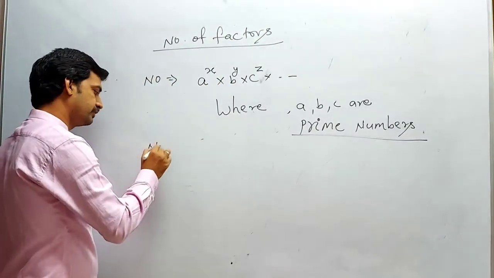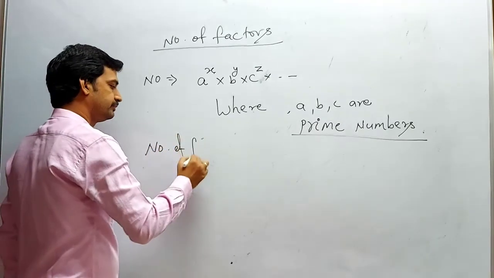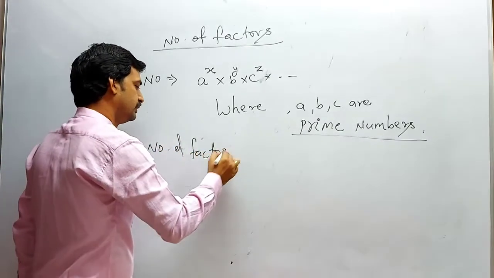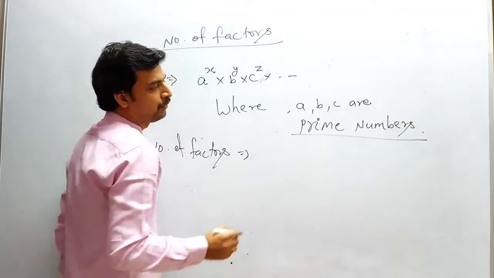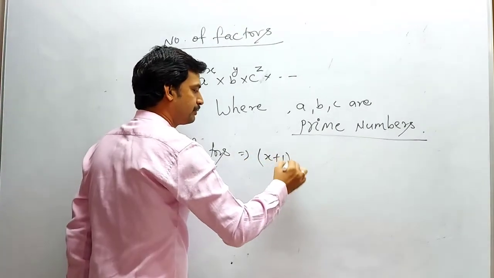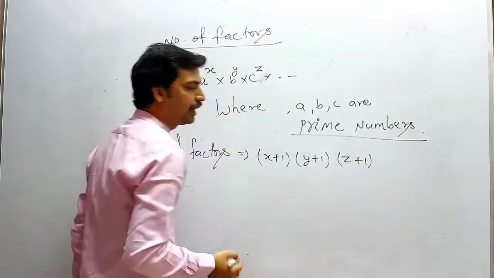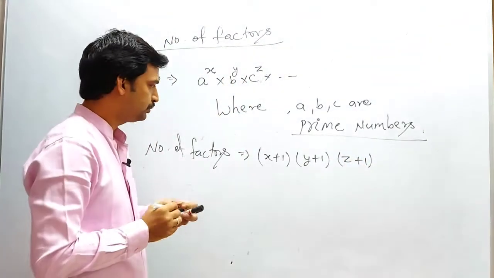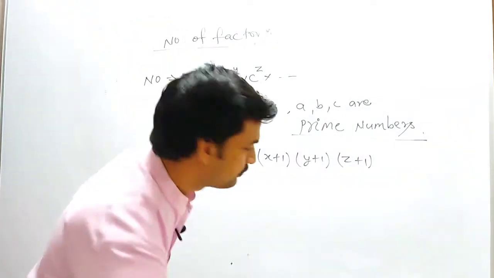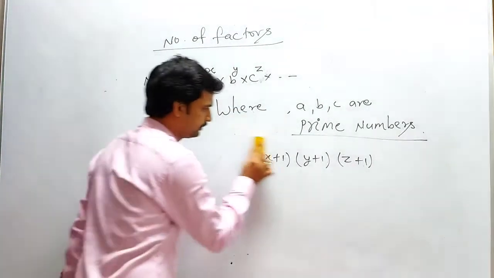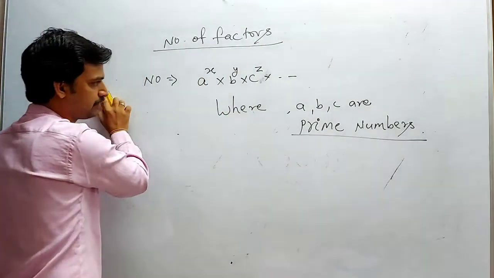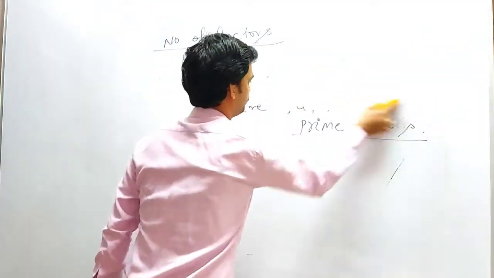Then the number of factors is equal to, for the number of factors what we use, we just increase each and every power by 1 and multiply them with each other. This will give you the number of factors. Like, we'll take one more example on this one.